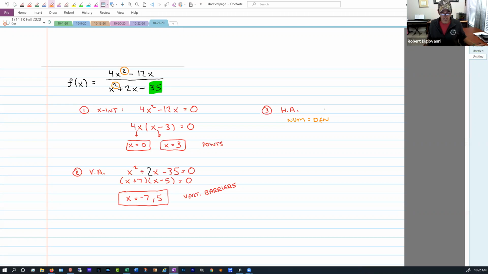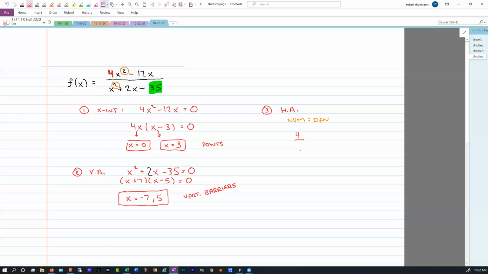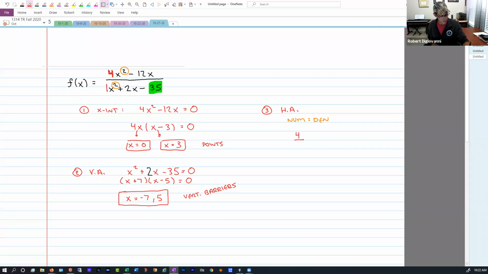So what happens here? What do we look at when the degrees are equal? You divide the leading coefficients. Leading coefficient of the top one, which is 4, divided by the leading coefficient of the bottom one, which is 1. And that gives me 4. So y equals 4 is my horizontal asymptote. Any questions?